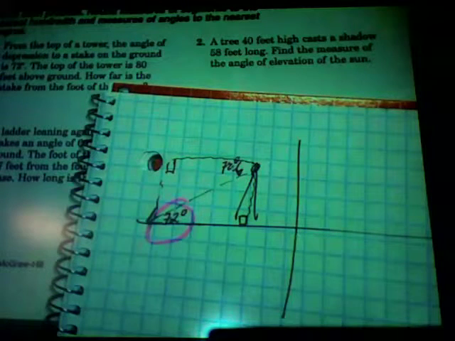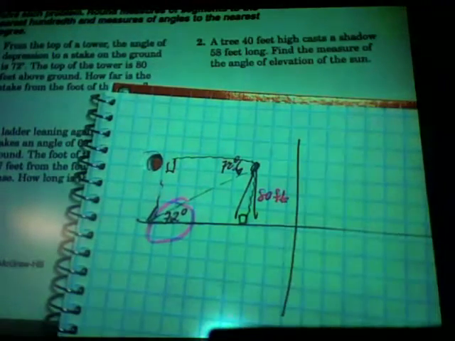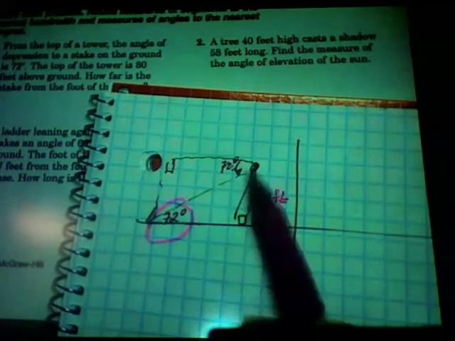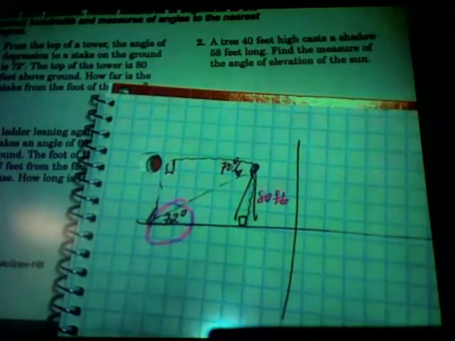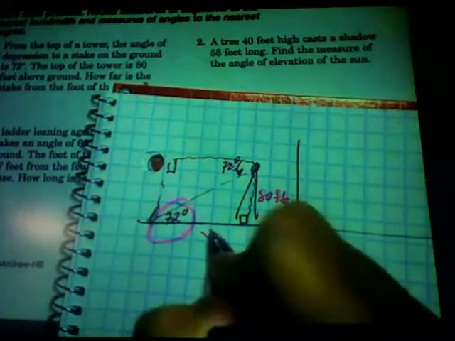And then it goes on to say that the top of the tower is 80 feet above the ground. Are they referring to a slanted height, a vertical height, or a horizontal height? Top of the tower is 80 feet from the ground. Vertical, horizontal, or slant? Vertical. So isn't this right here 80 feet? And the question is, how far is the stake from the foot of the tower? Is that this distance from here to here, or this distance from here to here? The stake from the foot of the tower. So if you trace from the stake to the foot of the tower, this is what they're talking about. So I would put my X there.